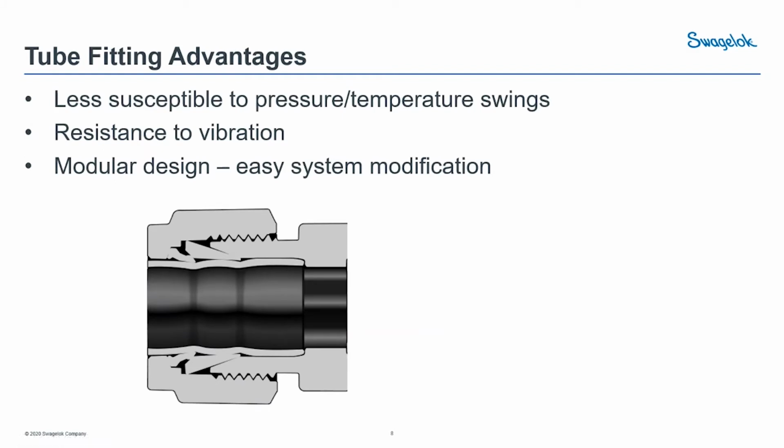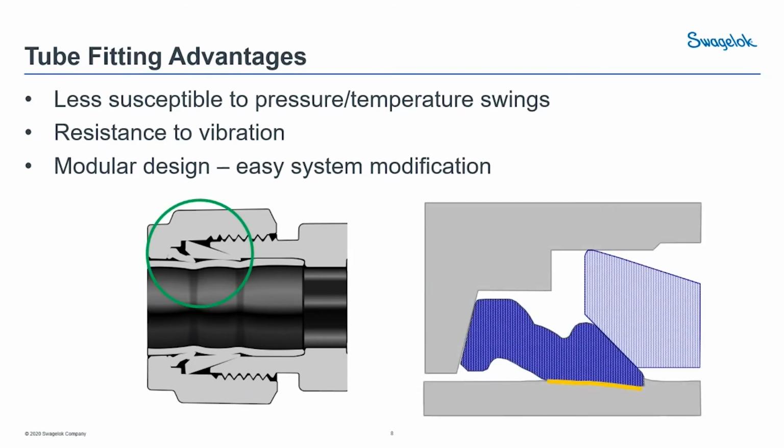So on the topic of tubing, we mentioned that tube fittings are easy to install and very modular. That's one of the advantages of using tube fittings specifically. Tube fittings are also less susceptible to pressure and temperature swings and resistant to vibration as well. Part of the reason for that is the ferrule design itself.